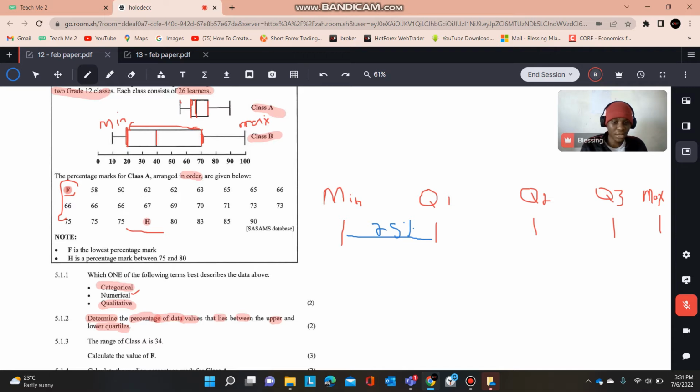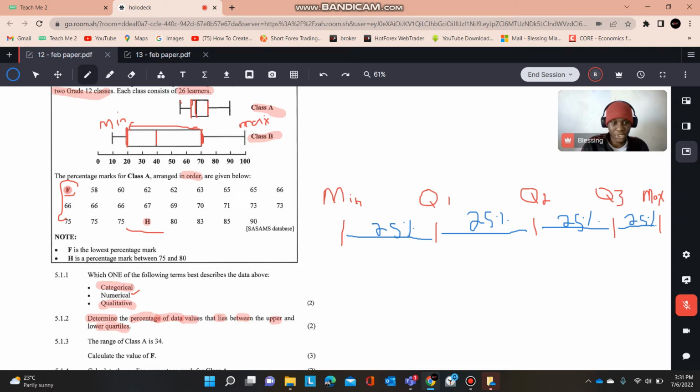And all the data that lie between quartile 1 and the median, which is also known as quartile 2, is 25%. Same thing with all the data that lie between quartile 2 and quartile 3: 25%. And all the data values that lie between quartile 3 and the maximum are 25%. So quartiles divide our data into sections of 25%. If you add all these, 25 plus 25 plus 25 plus 25 is 100%, which is our entire set of data values.